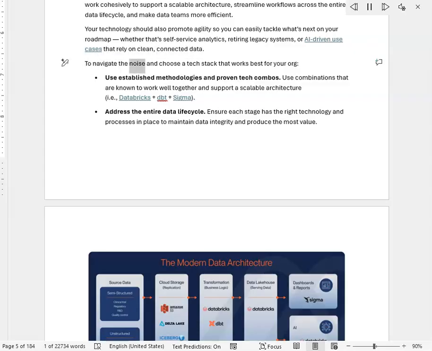To navigate the noise and choose a tech stack that works best for your org: Use established methodologies and proven tech combos. Use combinations that are known to work well together and support a scalable architecture, i.e., Databricks plus dbt plus Sigma. Address the entire data lifecycle. Ensure each stage has the right technology and processes in place to maintain data integrity and produce the most value.